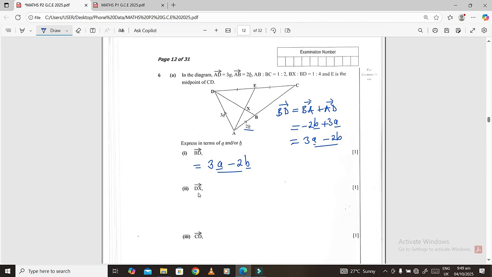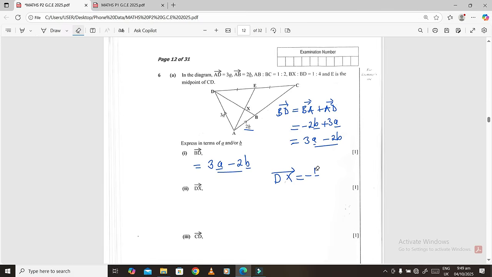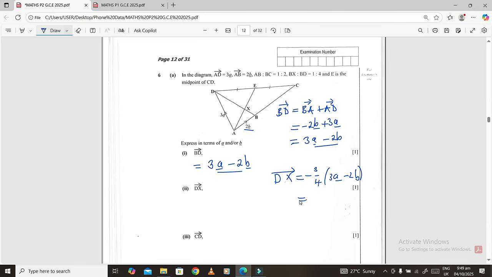They are saying DX. So vector DX will simply be equal to negative 3 over 4 of 3A minus 2B. Like that. So when we clean up this will simply be equal to 3 over 2 B minus 9A over 4.